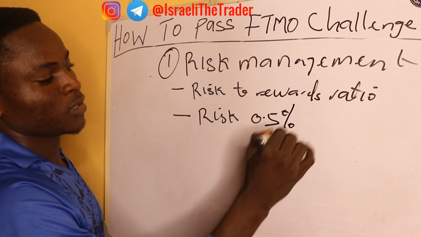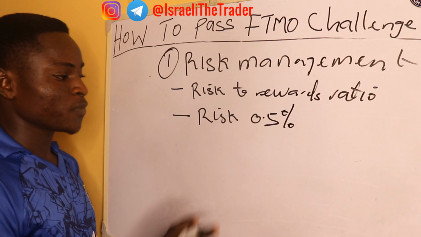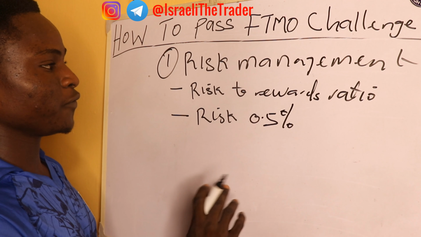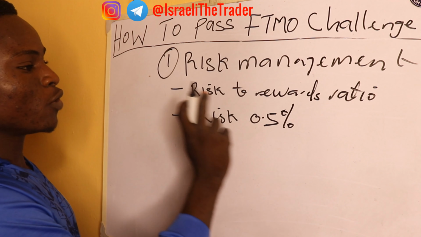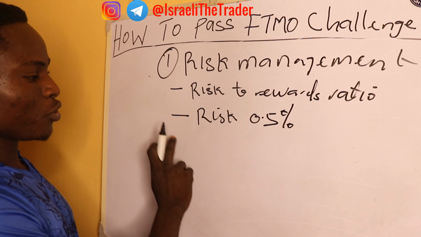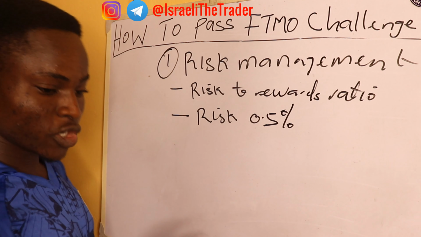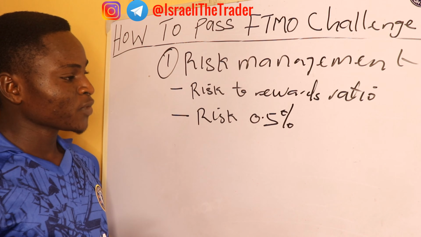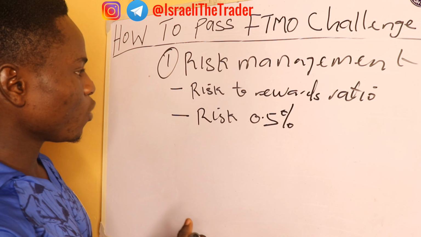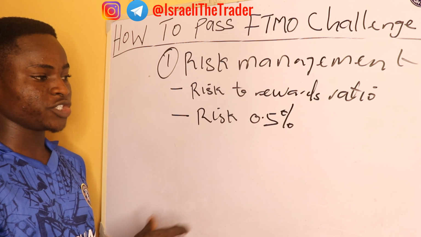0.5% of your FTMO account, right? Risk 0.5% of your FTMO account. So the first one is risk management, second risk to reward ratio, third is risk 0.5% of your FTMO account, right? Then right here, what do I mean by risk to reward ratio?